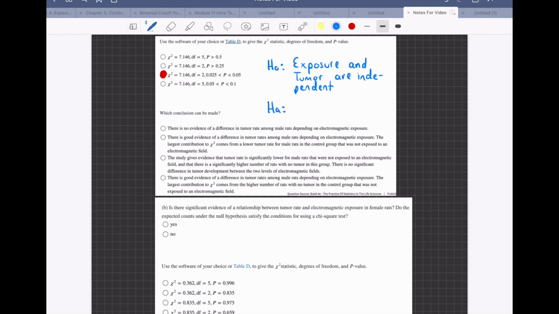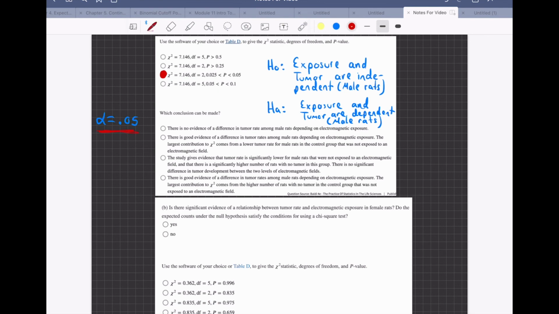H alternative, the opposite: exposure and tumor, oh, we're talking about male rats, male rats are dependent. We are talking about male rats. Do we have to do it for female? So again, use alpha equal to 0.05. It doesn't say otherwise.